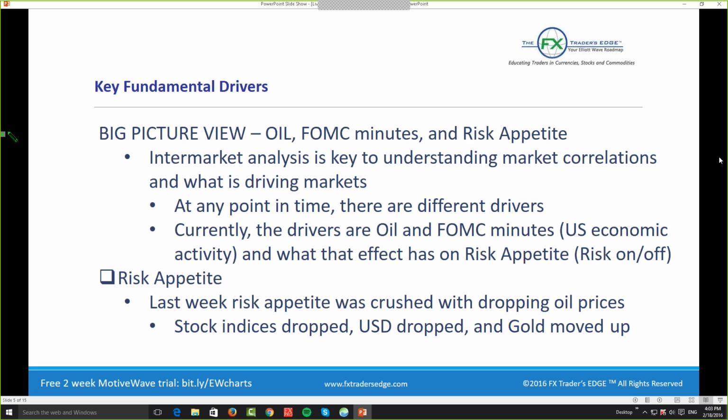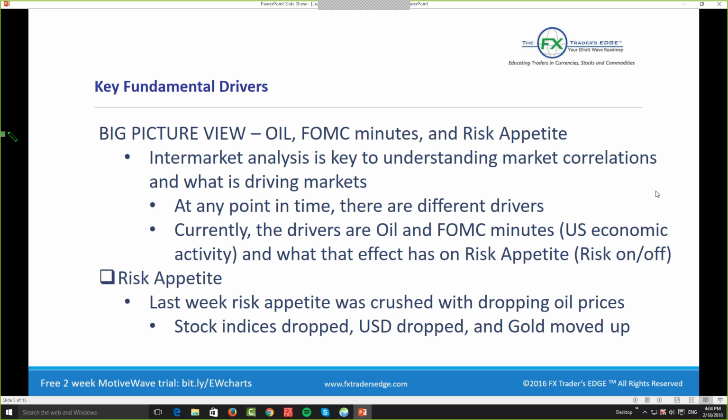So let's start with the big picture view. When we talk about the big picture view, I'd like to focus on oil, because that's been in the news of late, the FOMC minutes from yesterday, and risk appetite. Intermarket analysis is really important in understanding market correlations and what's driving the markets. What intermarket analysis means is looking at oil and seeing if it impacts the currencies or the stock market, for example, and how it impacts those other markets.